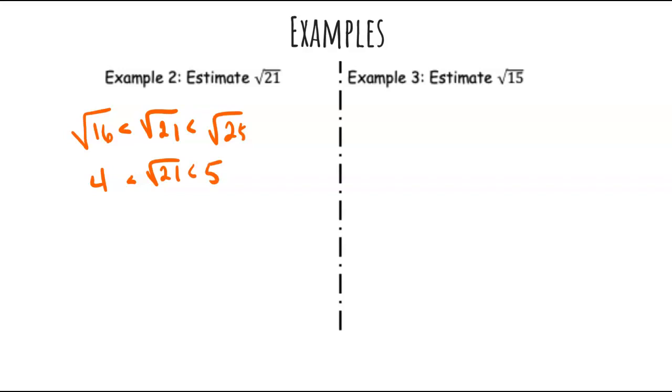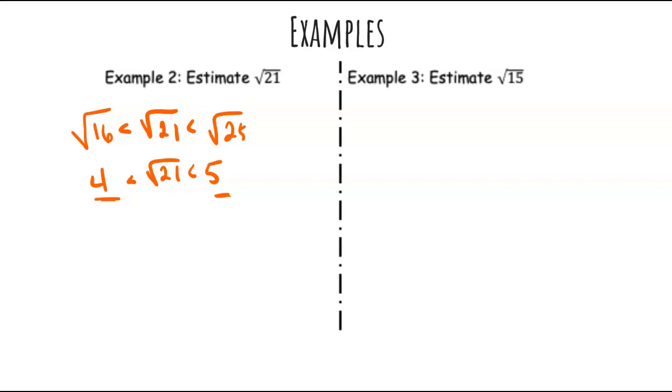When you find the two perfect squares that it's between, it should always be two consecutive numbers: 2 and 3, 4 and 5, 8 and 9, 10 and 11. It should never be 4 and 7. If you end up with that, that means there's another perfect square that's closer that you missed. So I know that the square root of 21 is somewhere between 4 and 5.